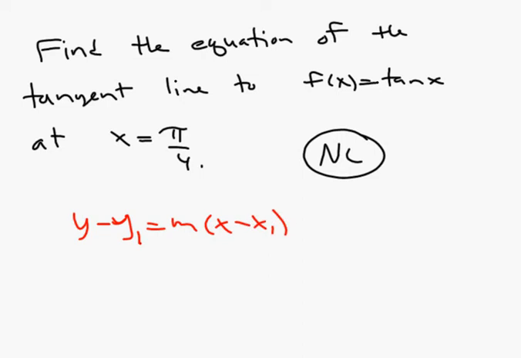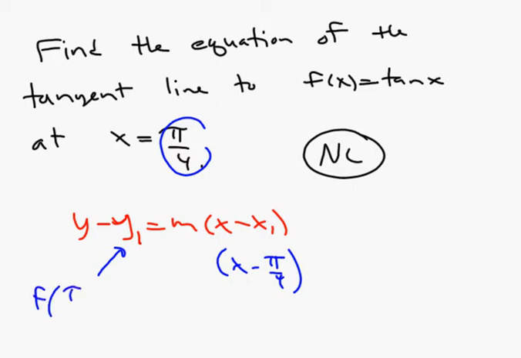You need two things. You need to know what the slope is, and you need to know what the y value is. You already know the x value. Here it is, right there. So you can do x minus pi over 4 right away. Now, to get the y value, you just have to take your value of x, which is pi over 4, and sub it into the function.